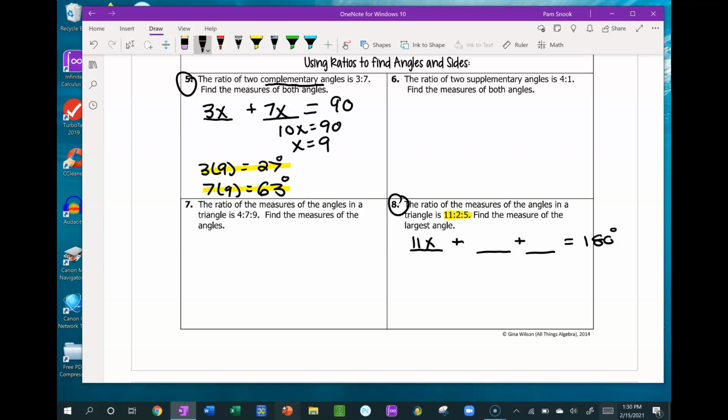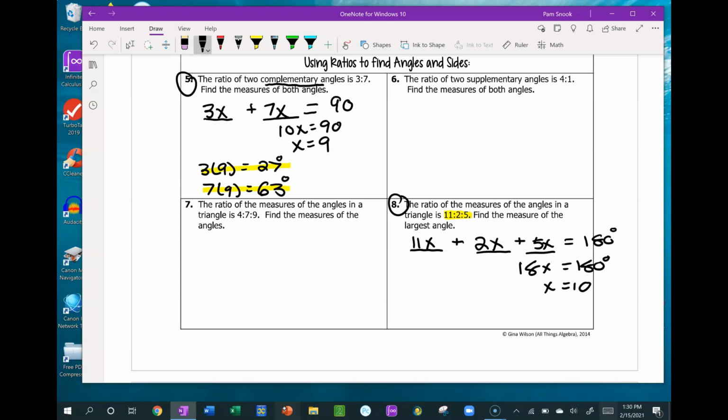So 11x plus 2x plus 5x equals 180. That's our equation. The geometry is done. So let's solve. I get 18x equals 180 degrees, therefore x equals 10.